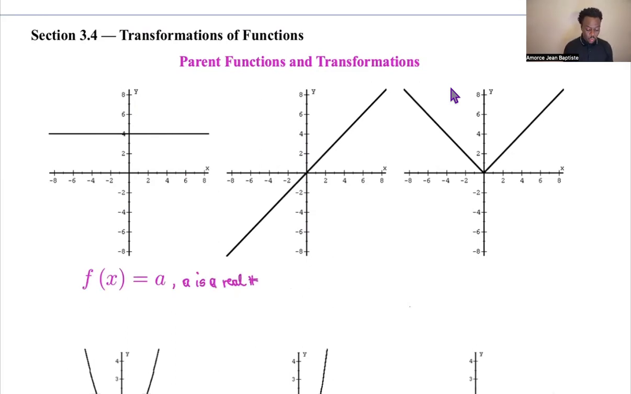And next, we also want to know the name of the function. So it's a constant function. F of x equals a, the function is constant. So there is no variable on the right side of the equation. That's why you see a straight horizontal line that passes through the y-axis only. In this case, the graph that is shown is a equals 4.